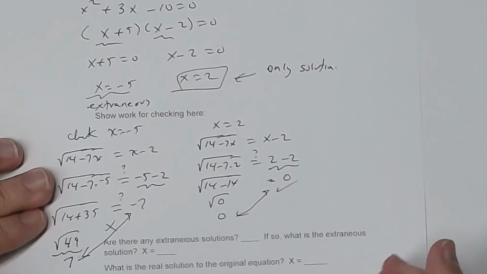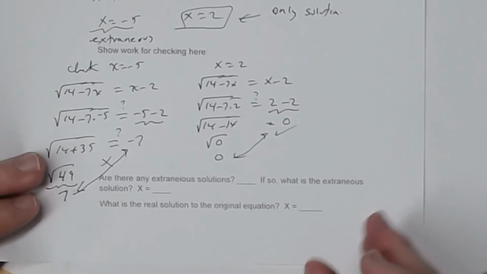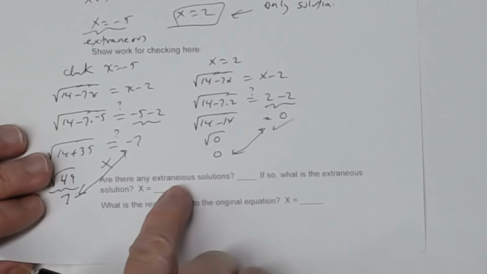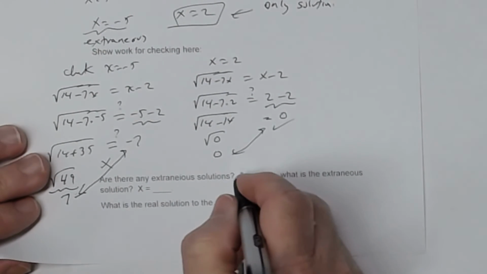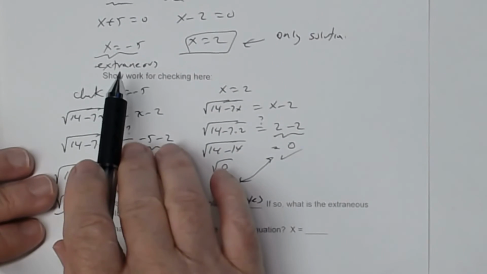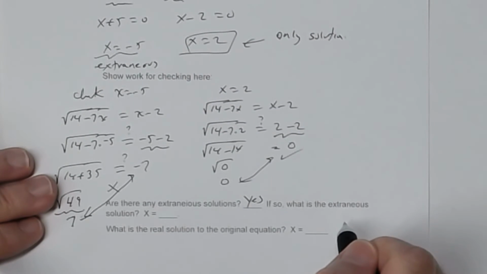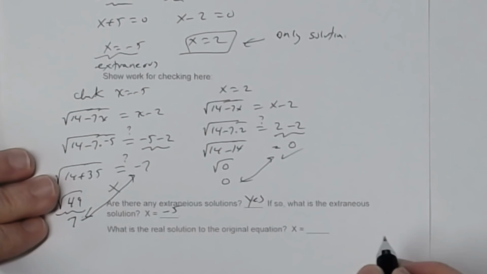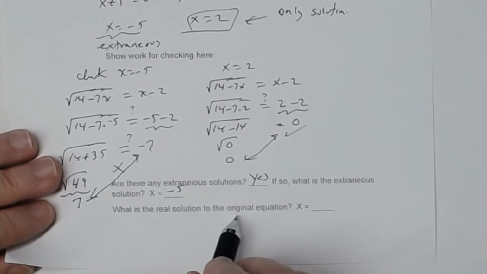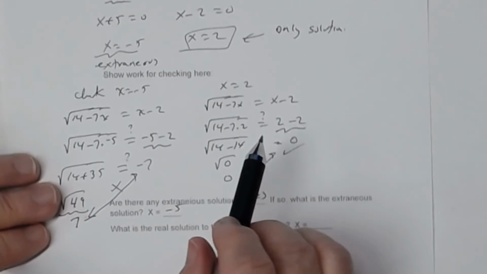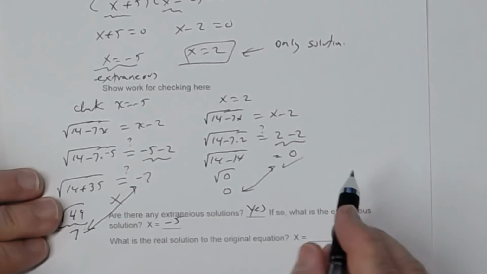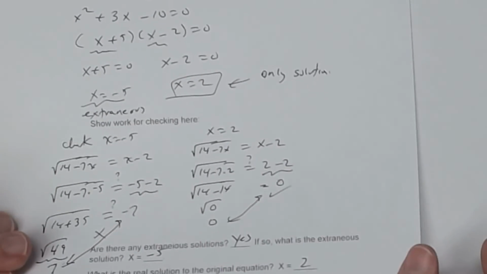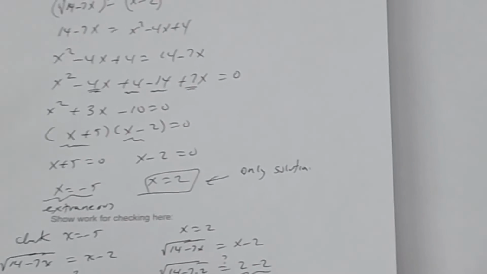That's your only solution. So now you are asked to determine, are there any extraneous solutions? And the answer is yes, we found an extraneous solution. If so, what is the extraneous solution? The extraneous solution is x equal negative 5. And then what is the real solution to the original equation? And the only real solution is 2. And that's what you have to write. All right, so that's number 10.